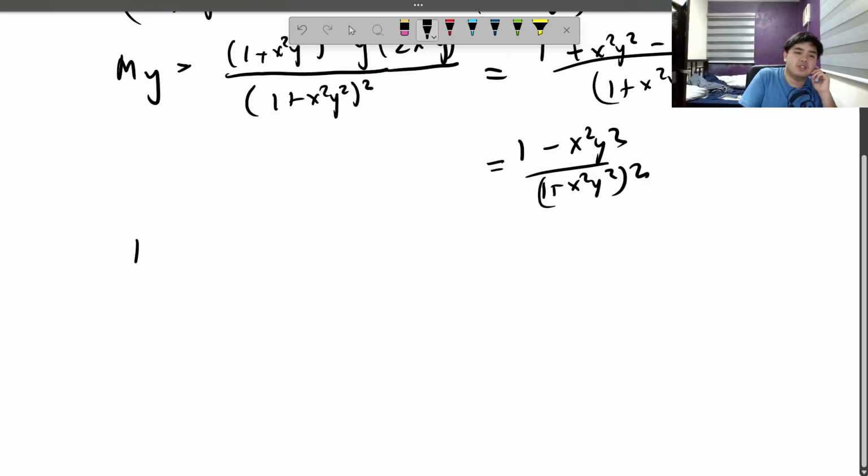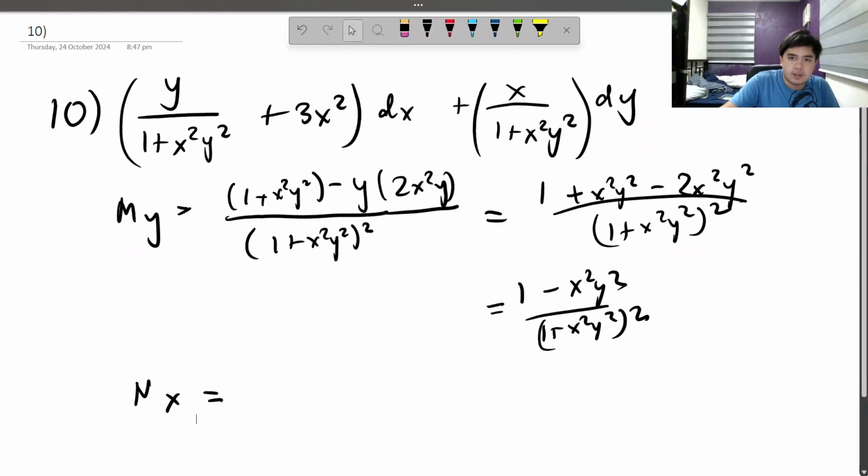All right, N_x, let's check for that. Some people would give up on this because it sounds convoluted, but maybe it's worth a shot. So on the other one, this is x over 1 plus x squared y squared.